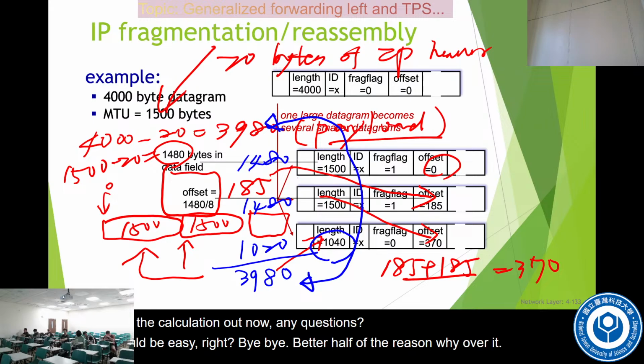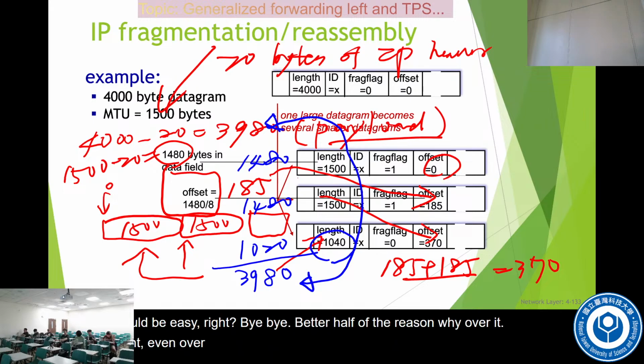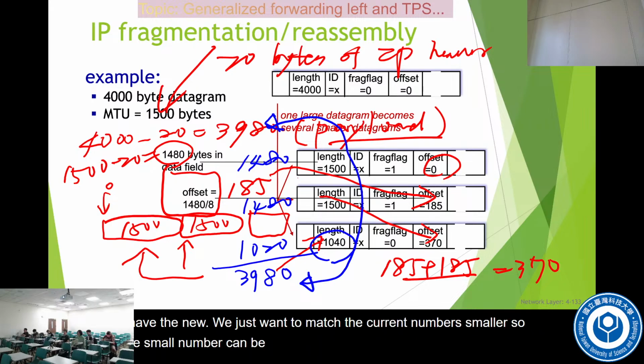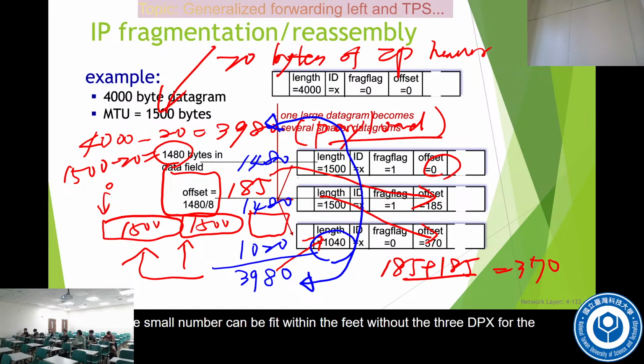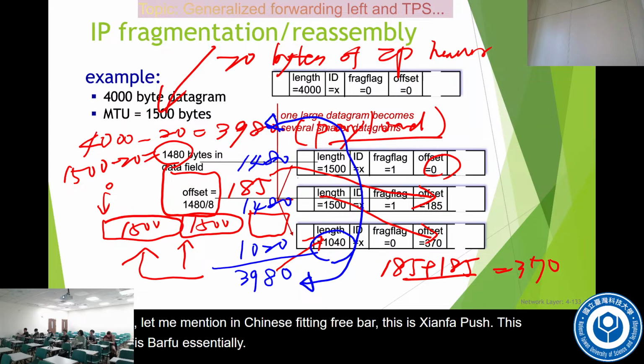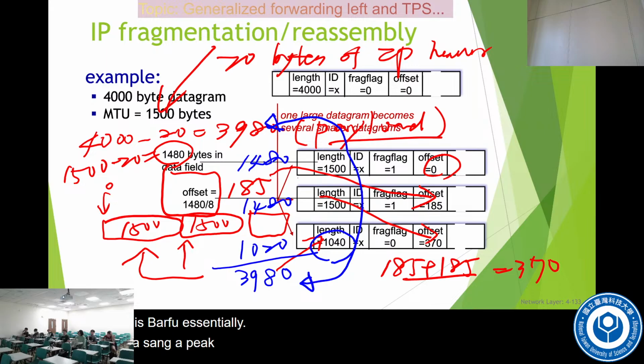Even dividing by 8, it doesn't mean we have bytes. Over 8, then what's the new unit? No, we don't have a new unit. We just want to make the current number smaller so that it can fit within the field without the 3 bits for the flag. Let me mention it in Chinese quickly. 除以8其实想法或许这是我其实帮它赋予上去。我们有3个 bit flag 已经把数字变小了，所以我们不希望数字太大，摆不进少了3个 bit 的栏位。So for that reason, we have over 8.